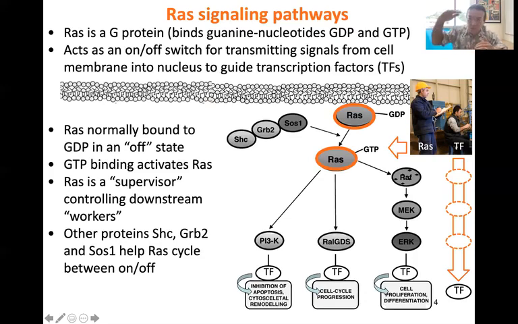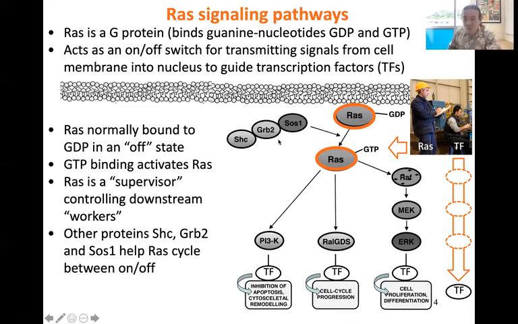RAS is more like the floor supervisor who comes around, right? And sort of guides what the workers should be doing. You know, for example, telling the workers, okay, we need to kind of shift and do more of this. You need to speed up a little bit, or, you know, you need to slow down, something like that.